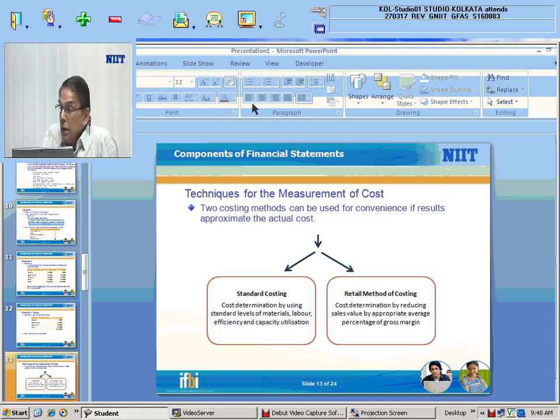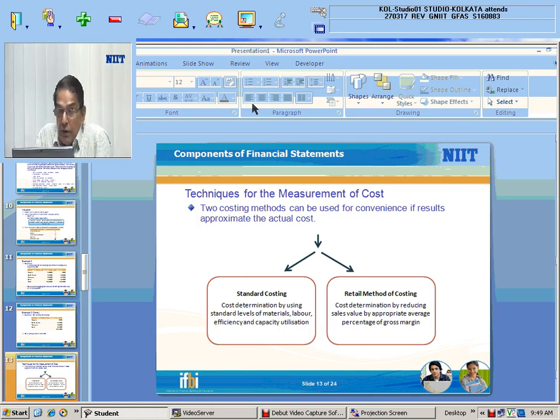That means you have to consider the raw material purchase cost plus you have to take into account the conversion cost. So there are two methods of costing which are used. The standard costing methodology is used in cost accounting. So those who have any exposure to cost accounting, they know the standard costing method. Basically here the cost determination is by using standard levels of material, labor, efficiency, and capacity utilization. Okay. That is the method followed. I will not go into details of the method because that is outside the scope of this. So basically this is one method, standard costing.